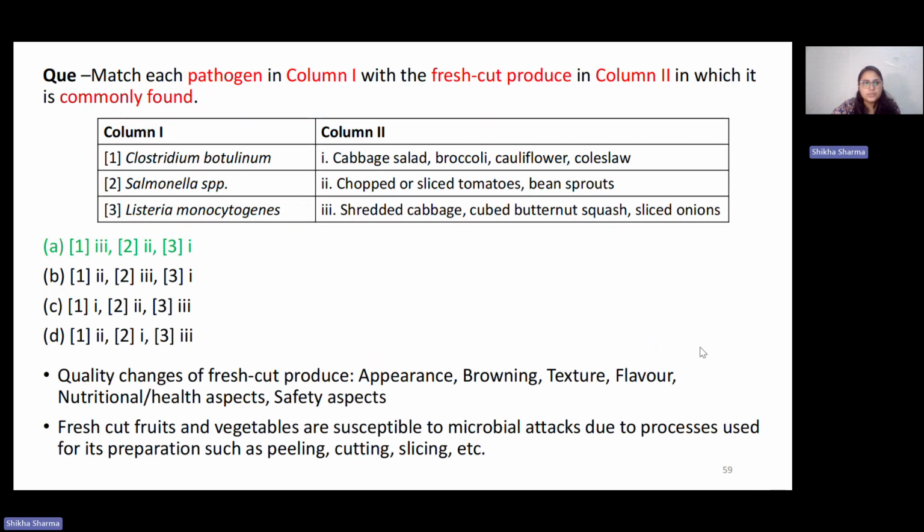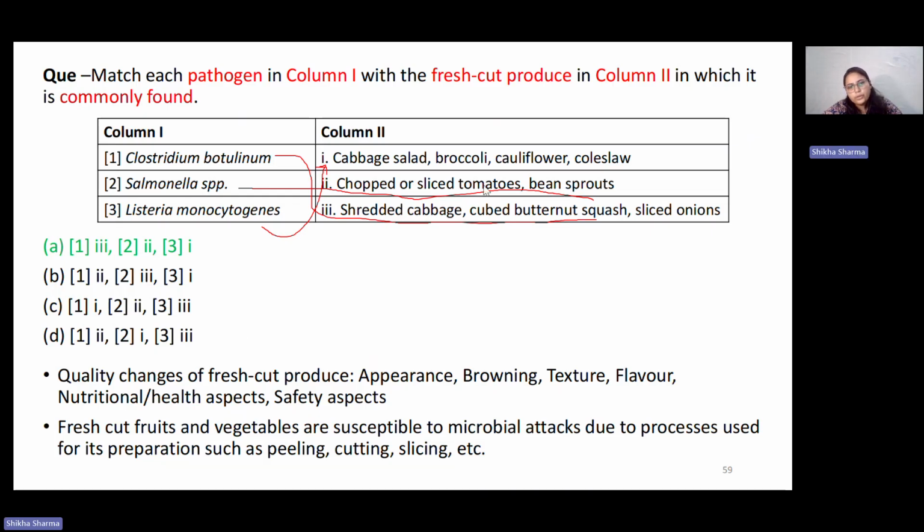Okay, let's discuss the solution. So first is true. Clostridium botulinum is found in shredded cabbage, cubed butternut squash, and sliced onions. Salmonella species is found in chopped or sliced tomatoes, beans, sprouts. And Listeria monocytogenes is found in cabbage salads, broccoli, cauliflower, and coleslaw.